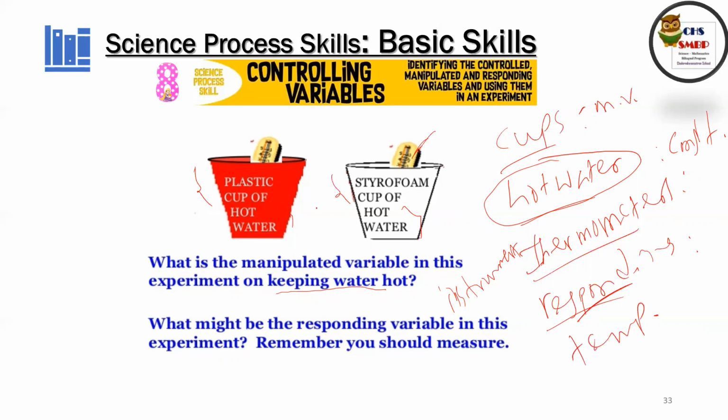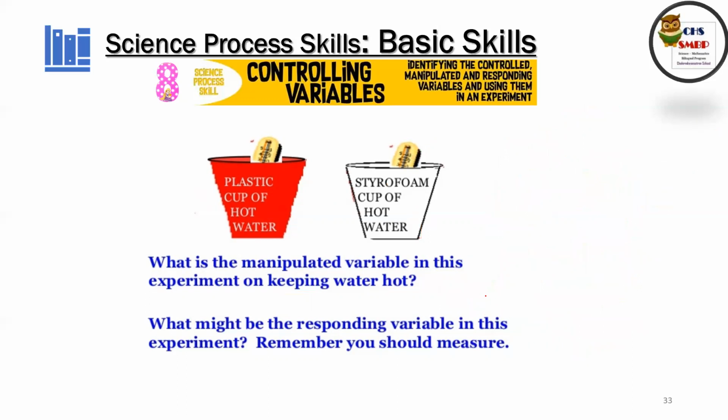So from this experiment we can conclude that cups will be the manipulated variable, and hot water is the constant variable because we do not change the water heat, right? And the thermometer to check the temperature will be the instrument, and the responding variable would be the temperature.